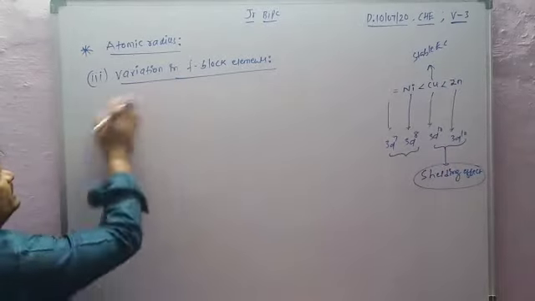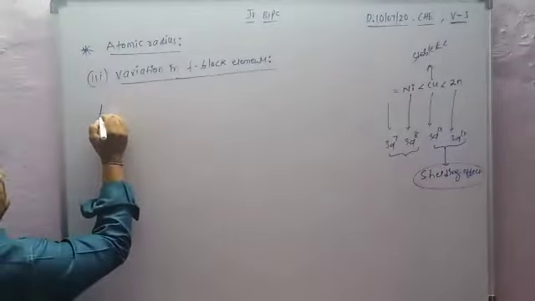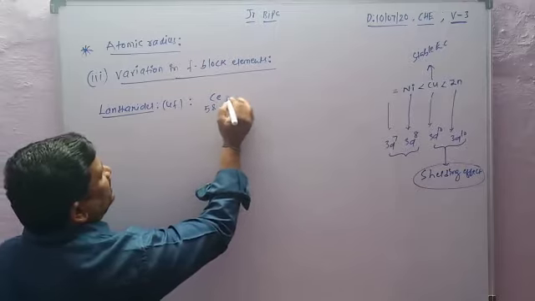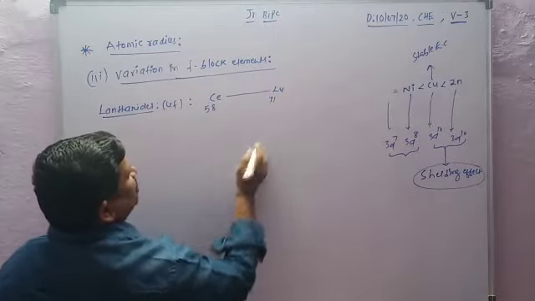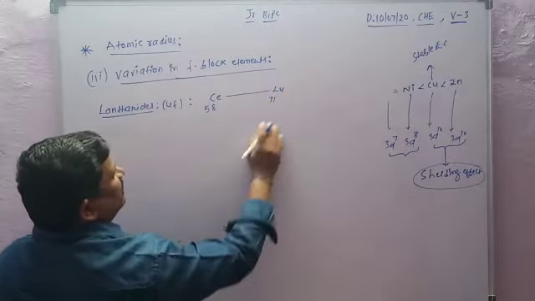For example, let us consider lanthanides. Lanthanides belong to the 4f series. The 4f series elements run from atomic number 58, cerium, to atomic number 71, lutetium. It consists of 14 elements. Now, cerium to lutetium atomic size.